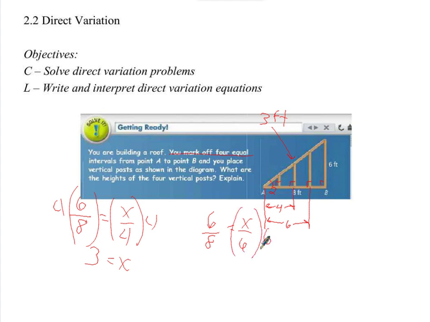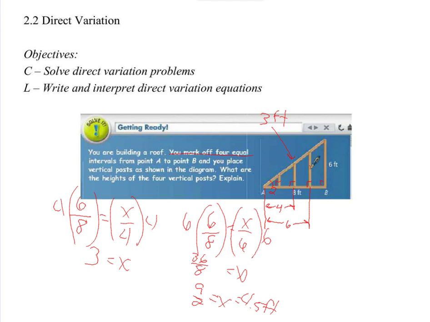Now what do I do? Oh, again, you don't have to cross multiply. Don't make more work for yourself than you need to. Just multiply both sides by 6 to get x by itself. 6 times 6 is 36. So I have 36 eighths, which probably reduces to 9 halves. So 9 halves feet. In other words, in terms that we understand, 4.5 feet. So that takes care of the longer one.